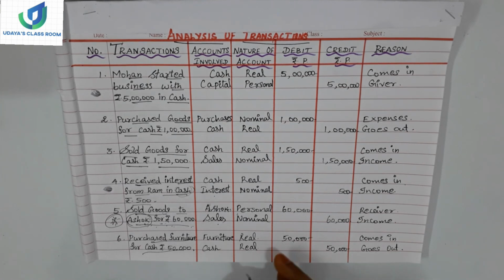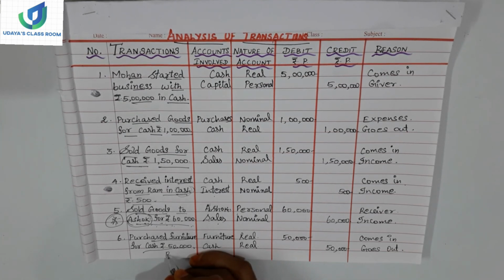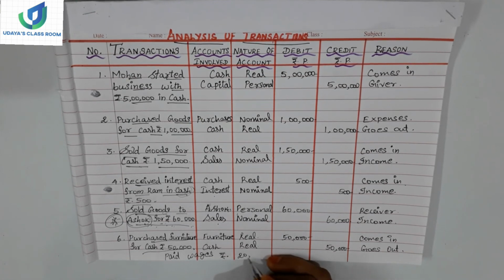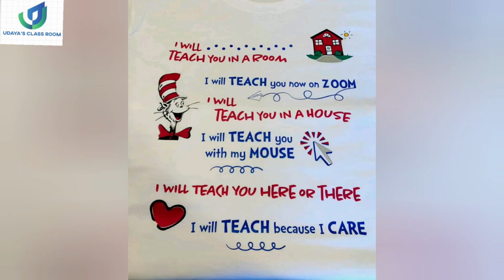I am going to give you one transaction here. Paid wages rupees 20,000. Alright. After analyzing the transaction, you can post your answer in the comment box.